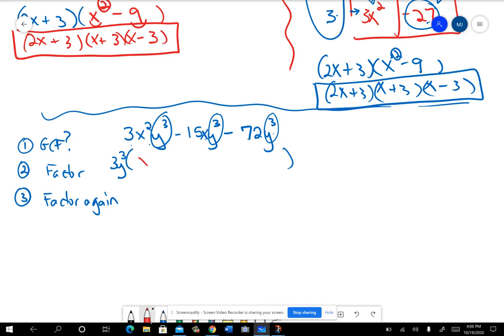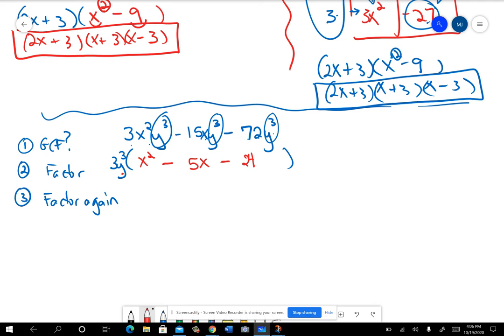Then what would be left would be an x squared. In the middle, I would need a 5, an x, and it would need a minus. 3 goes into 72 24 times. The y to the third is already pulled out, so I'd get to there.